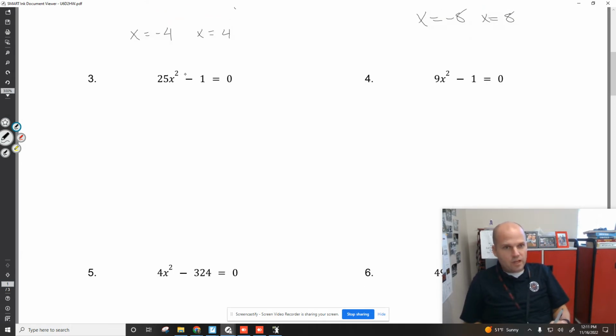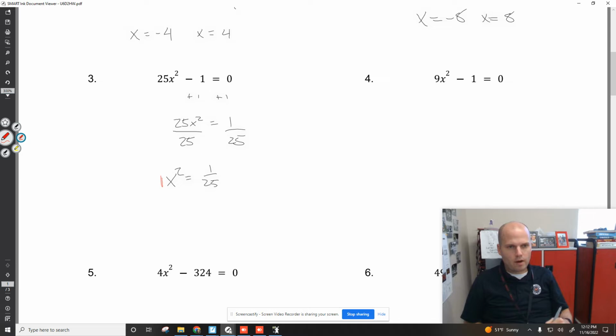Okay, 25x squared minus 1. If we were to solve an equation to just get this by itself, what do we do? Undo what's being done by adding the opposite. That comes first. That's the last thing being done. And then we will divide to get rid of the multiplication. We have isolated the square.